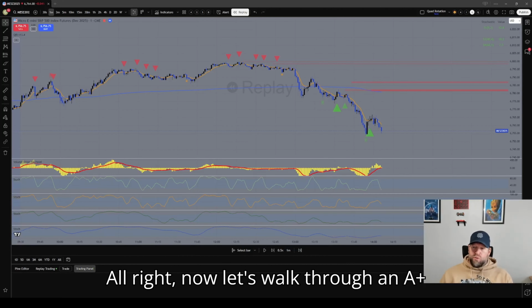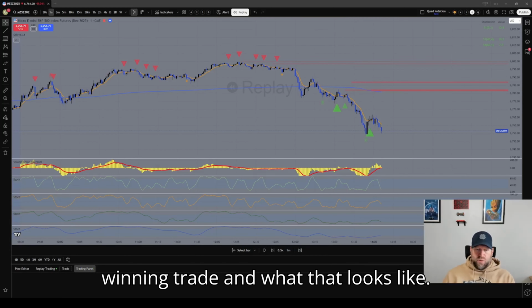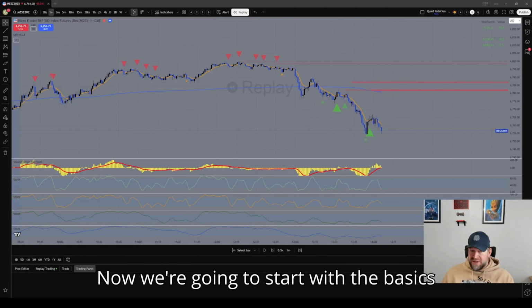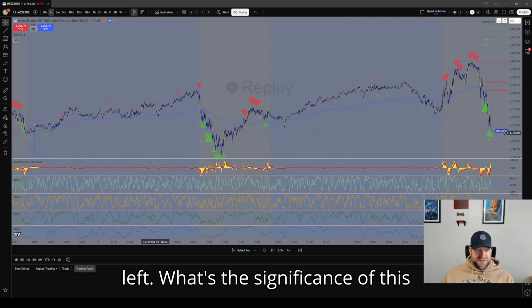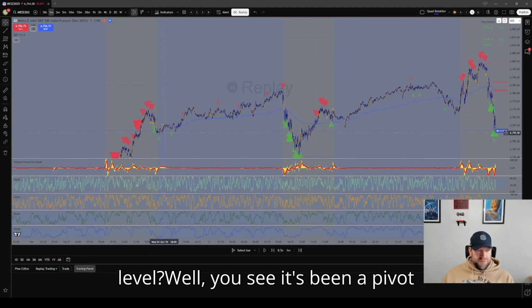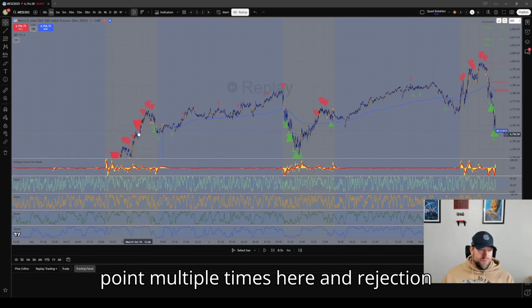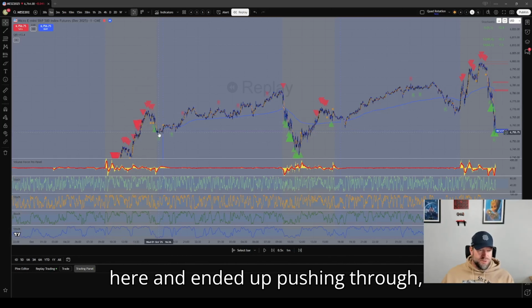All right, now let's walk through an A plus winning trade and what that looks like. We're going to start with the basics as we always do. We look left. What's the significance of this level? Well, you see it's been a pivot point multiple times here. We had rejection here and ended up pushing through.